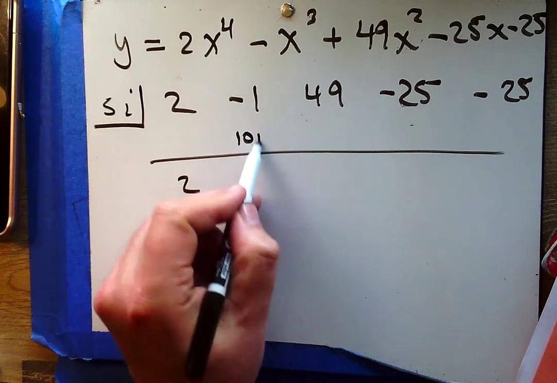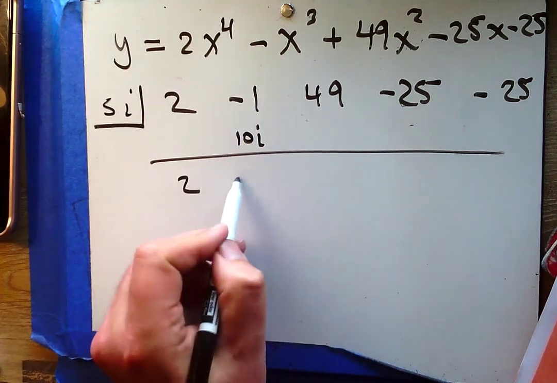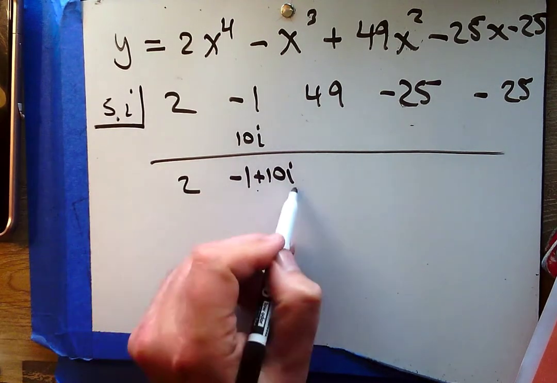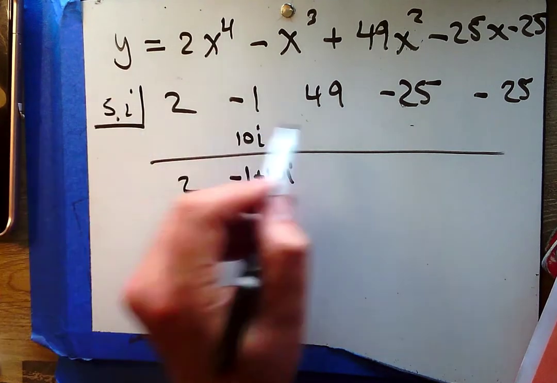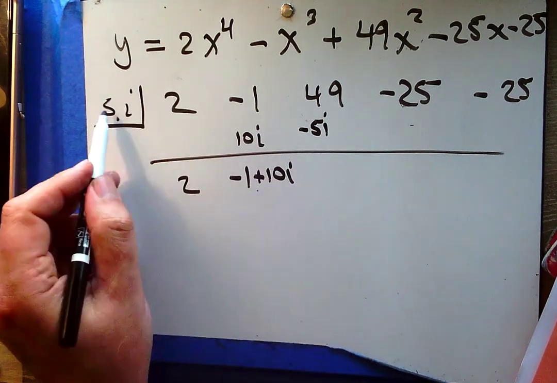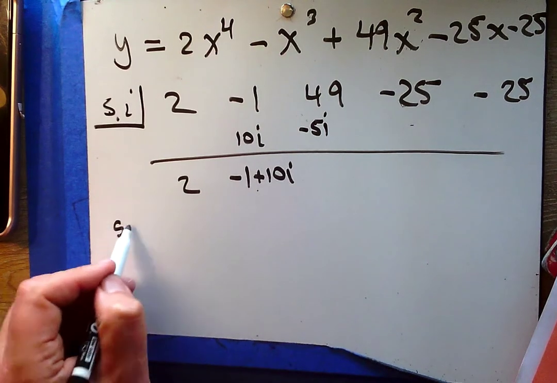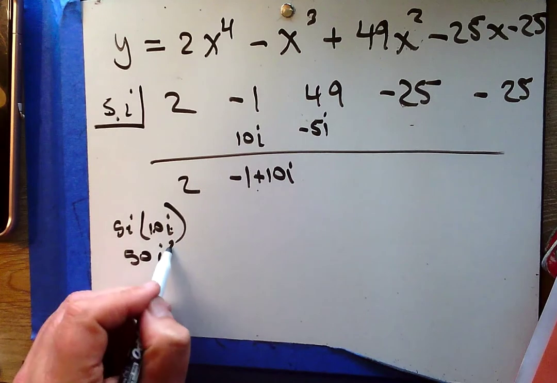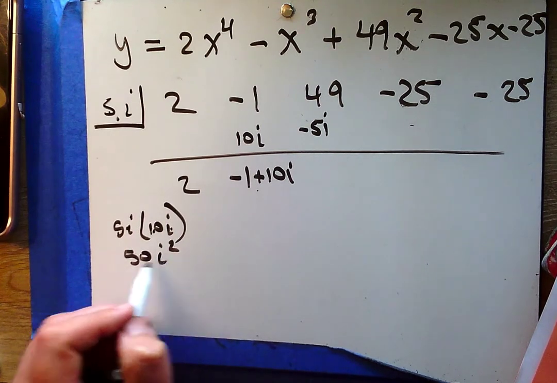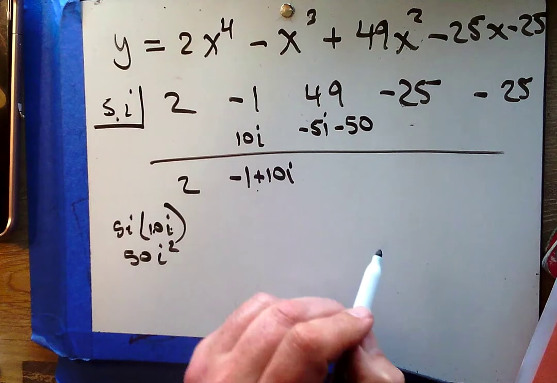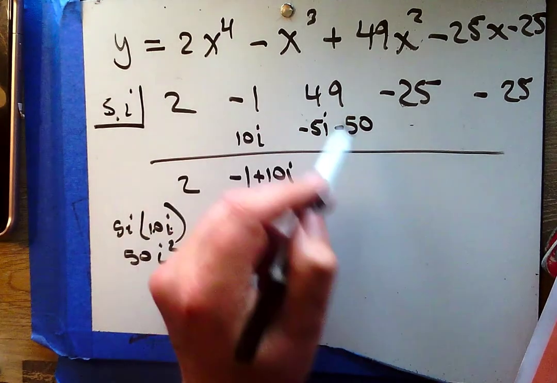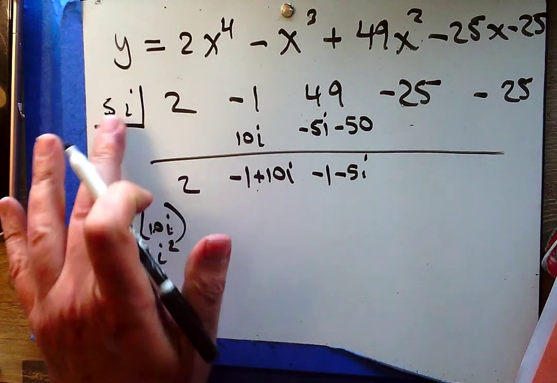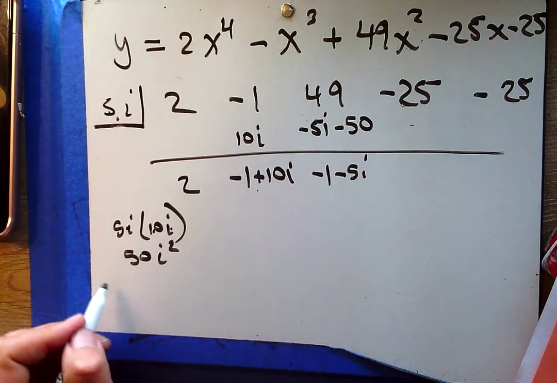2 times 5i is 10i. This has an i, this does not, so I have to write like this. Now I have to multiply that 5i times each of those. Negative 1 times 5i is minus 5i. 5i times 10i. Let's think about that. 5 times 10 is 50. i times i is i squared. i squared is negative 1. So we have minus 50. Now we can combine these and get negative 1 minus 5i. And now I have to multiply that 5i times negative 1 minus 5i.